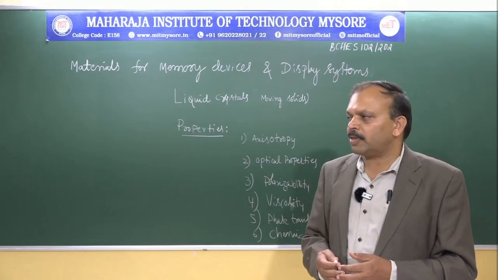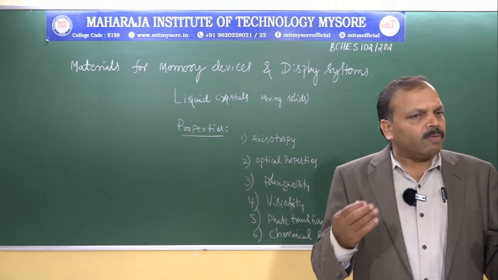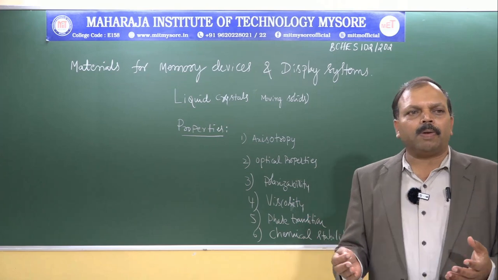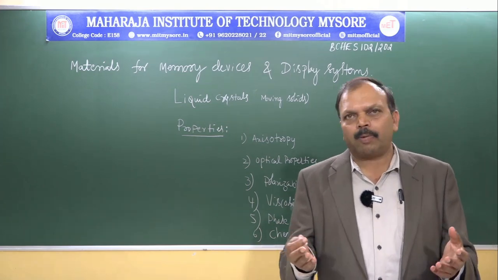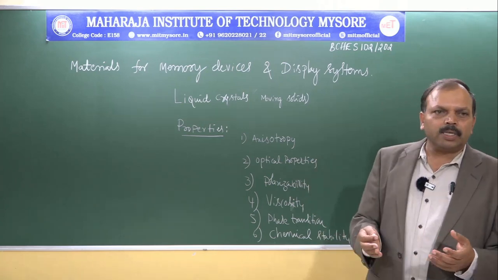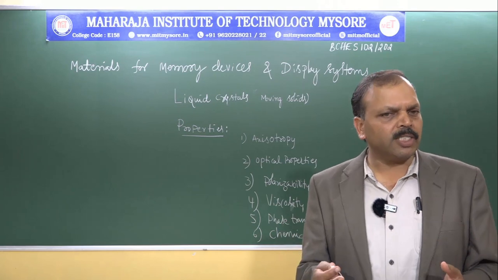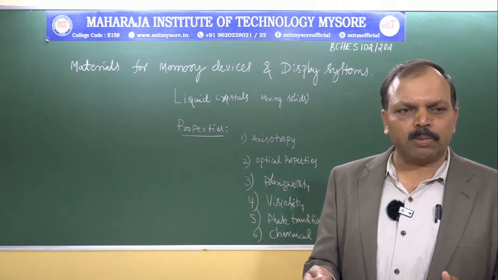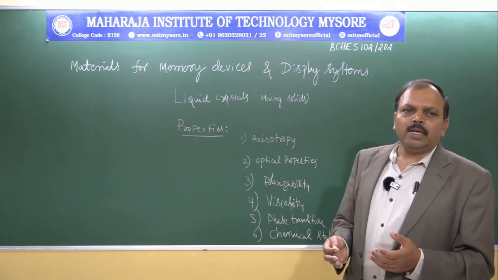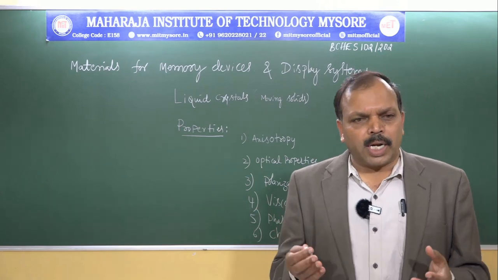Coming to the properties of liquid crystals, anisotropy. Liquid crystals exhibit anisotropy, which means that their properties depend on the direction in which they are measured. The second property is called optical properties. Liquid crystals have unique optical properties including birefringence, which makes them useful in displays and other optical applications. Polarizability. Liquid crystals are polarizable, which means that they can respond to an electric field.